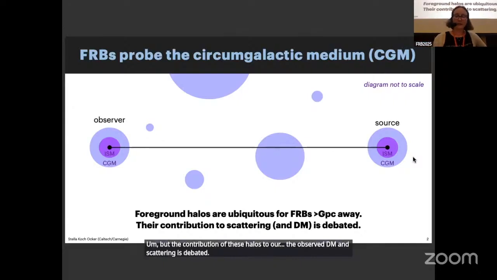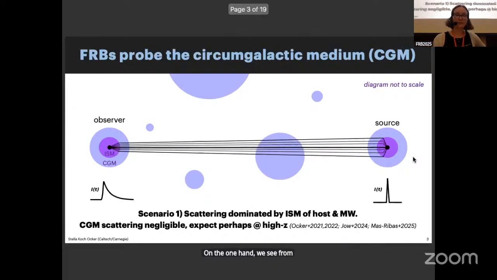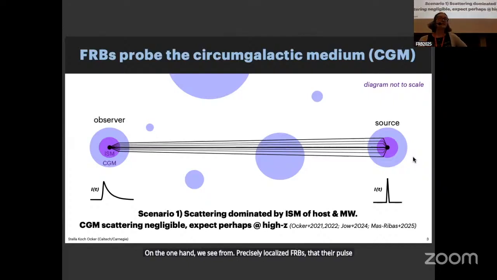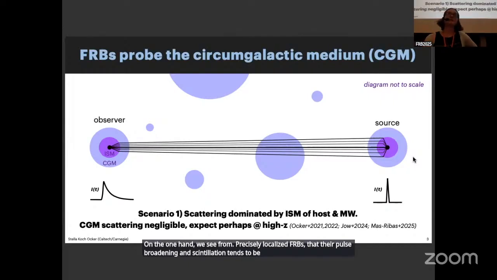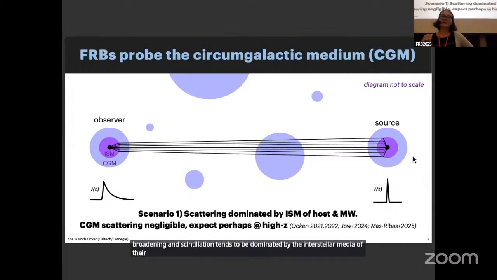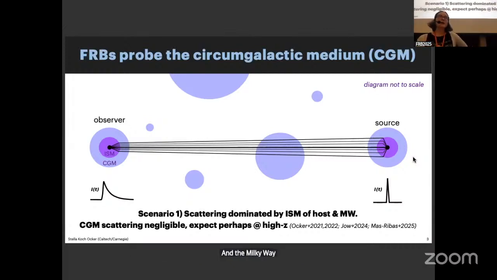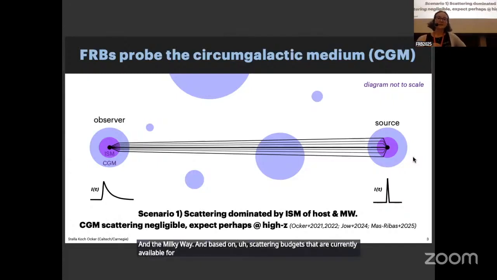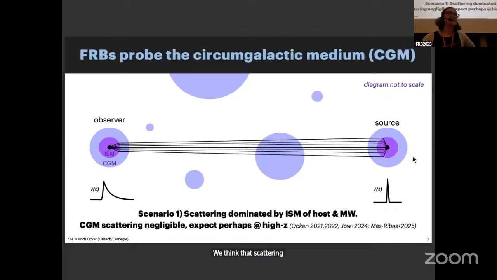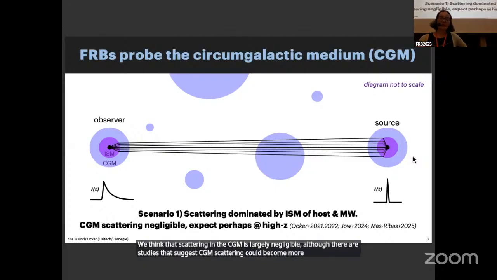On the one hand, we see from the precisely localized FRBs that their pulse broadening and scintillation tends to be dominated by the interstellar media of their host galaxies and the Milky Way. And based on scattering budgets that are currently available for FRBs, we think that scattering in the CGM is largely negligible, although there are studies that suggest CGM scattering could become more significant at higher redshifts.